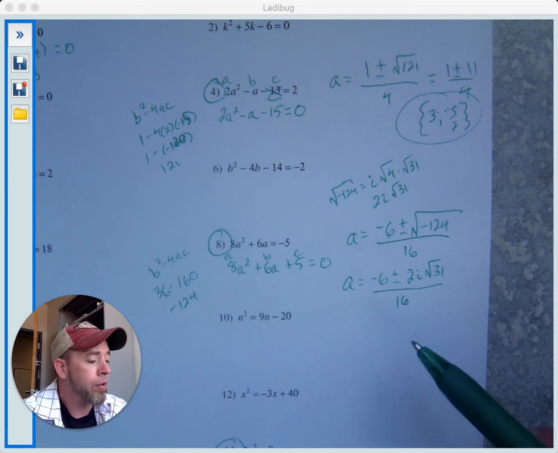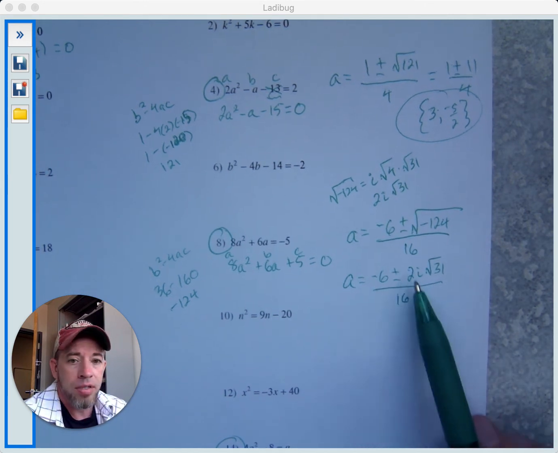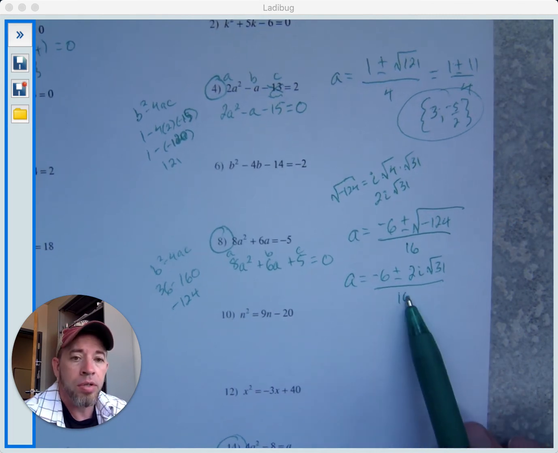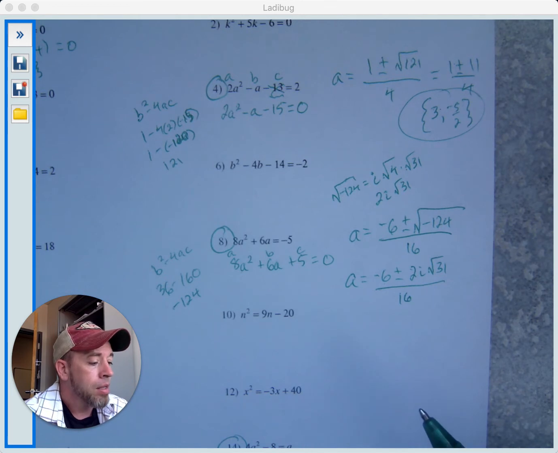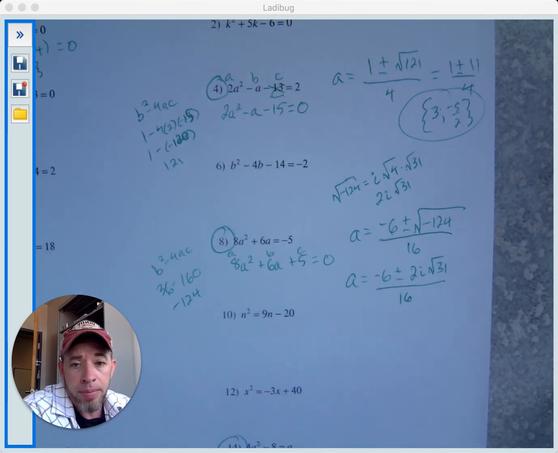Another thing to check for is, do we have any common factors in all three of these terms? And we do, right? What goes into all three of these? Well, 2 goes into all three of those, right? So we can factor a 2 out of all of them. We basically factor 2 out of the top and 2 out of the bottom and cancel.